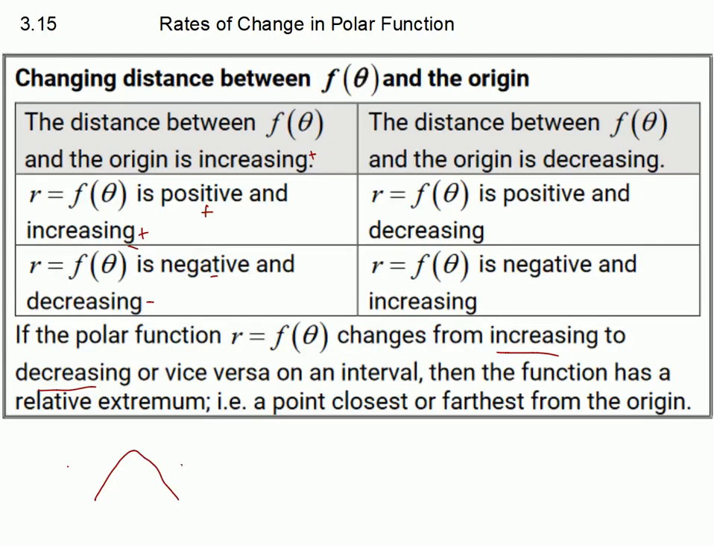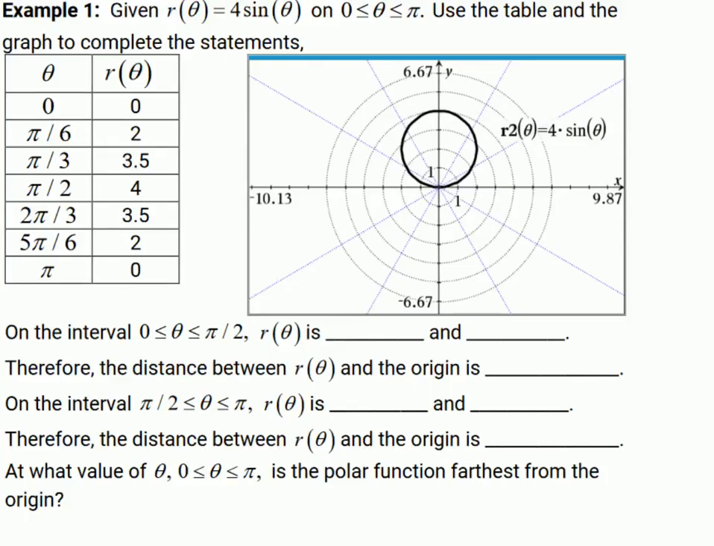So we use this in our justifications if we're ever asked where a point is closest to the origin or even furthest from the origin. We'll do an example a little bit later, but we're going to be using these words in our justification. All right, let's look at the first example here.